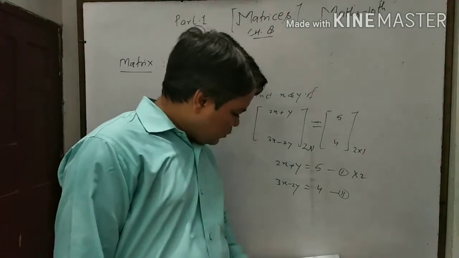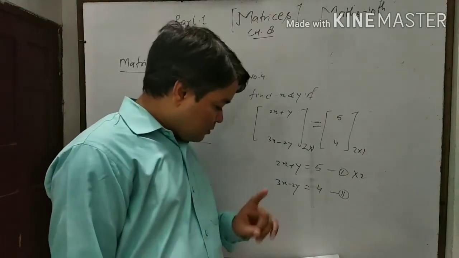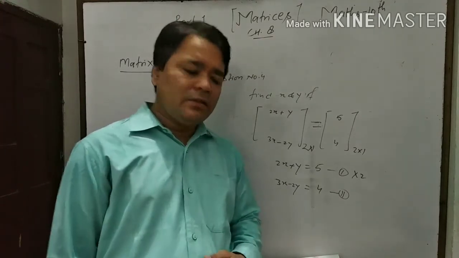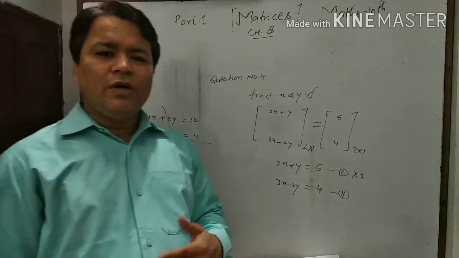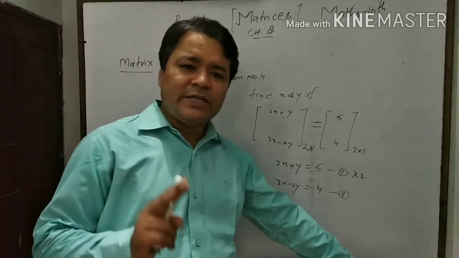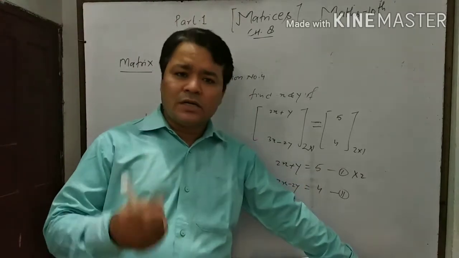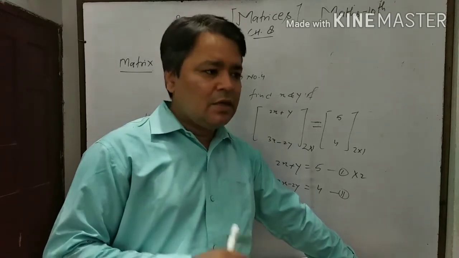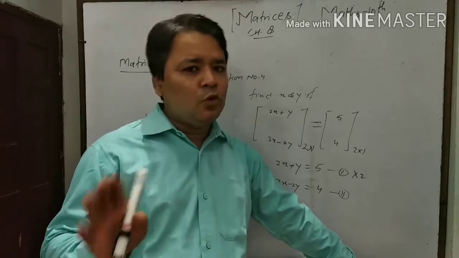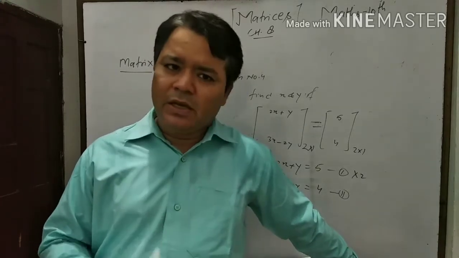Similarly, here question number 5 is given, question number 6, question number 7, 8 and 9. All these questions are based only on this concept: if two matrices are equal, then the order of the matrices will be equal, as well as the corresponding elements of both matrices will also be equal.